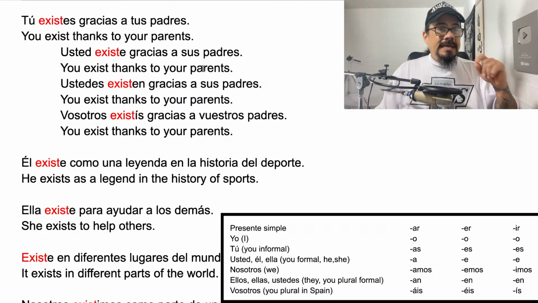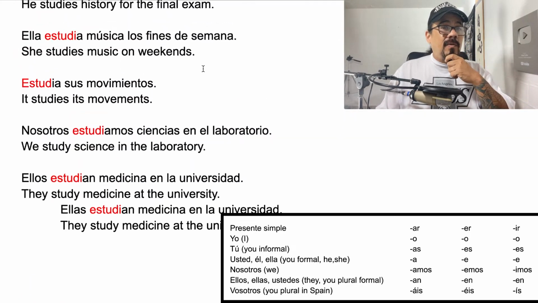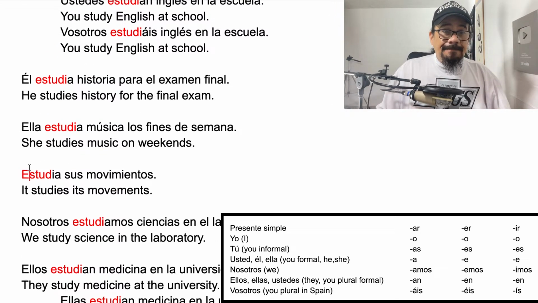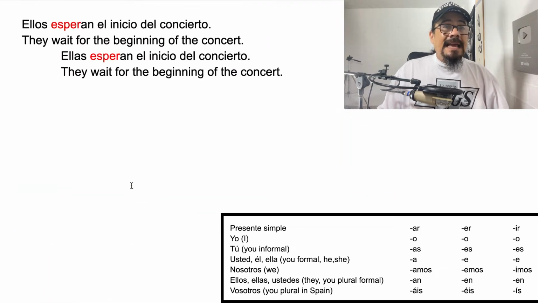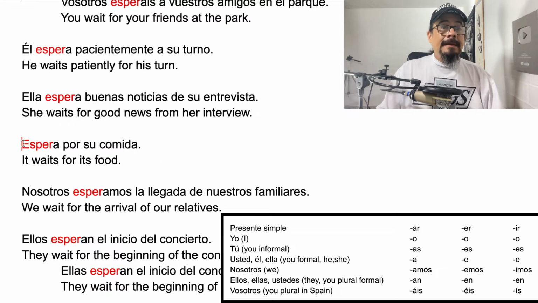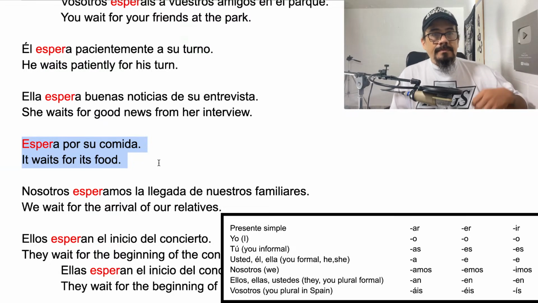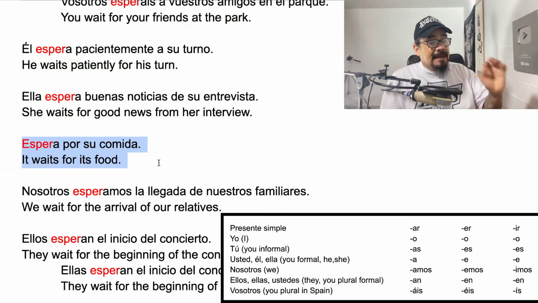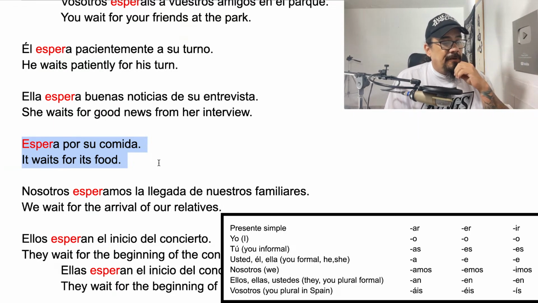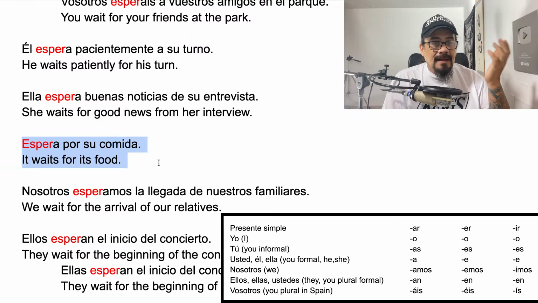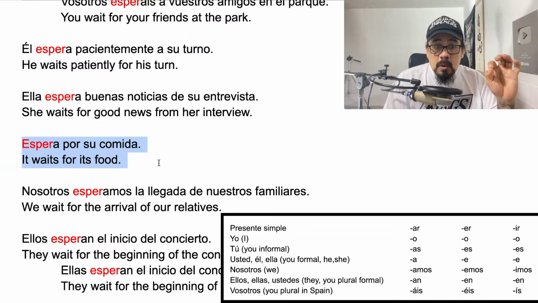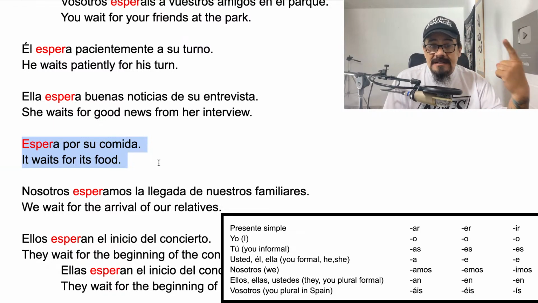Espera por sus comidas. Yes and no. Thanks for the question, Malik. Good question. These sentences, estudia, espera por su comida. Let's explain this real quick because I think this is a very good question from Malik Nazim. Please correct me if I mispronounce your last name. Espera por su comida means it waits for its food.